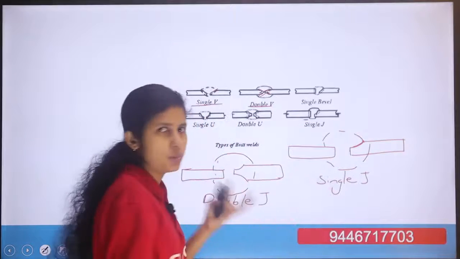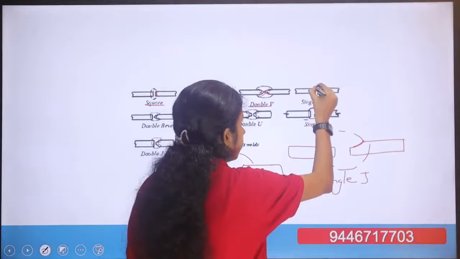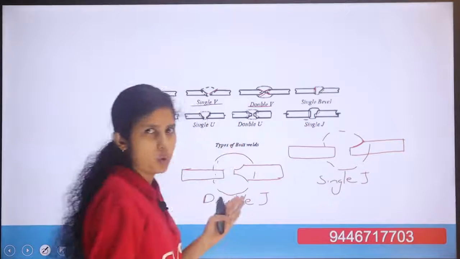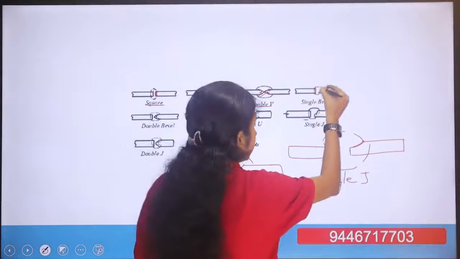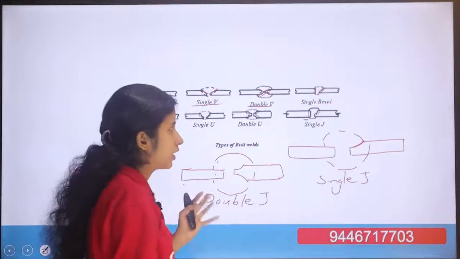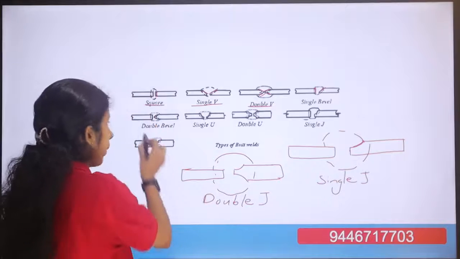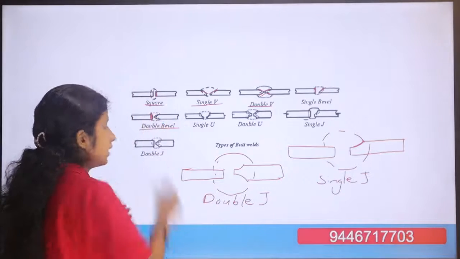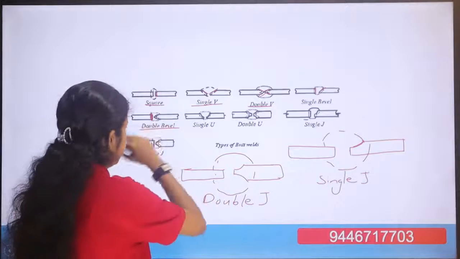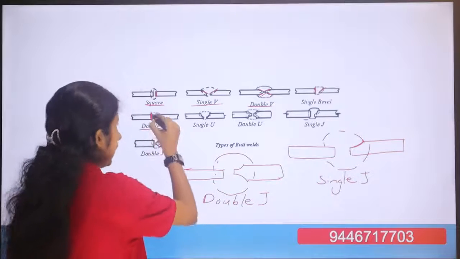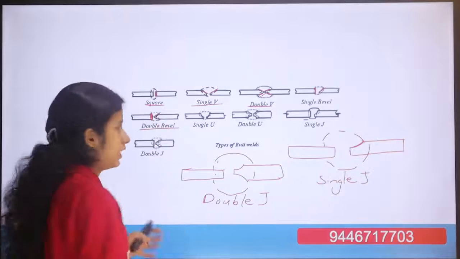Then is the single bevel butt weld. In this one plate there is a straight portion, and in the other plate there is a V shape, that is an inclined portion. That is the single bevel. Next, in the double bevel, one plate has a straight portion and the other plate has an inclined portion.